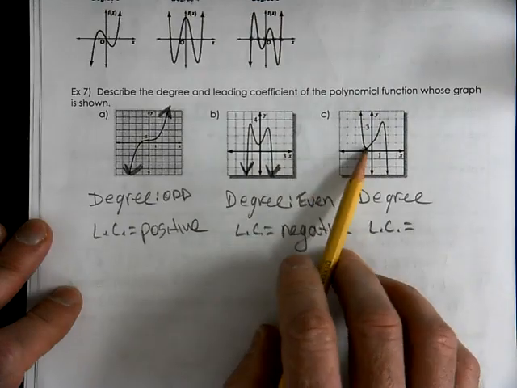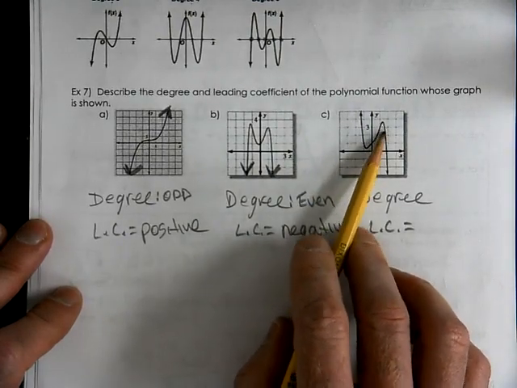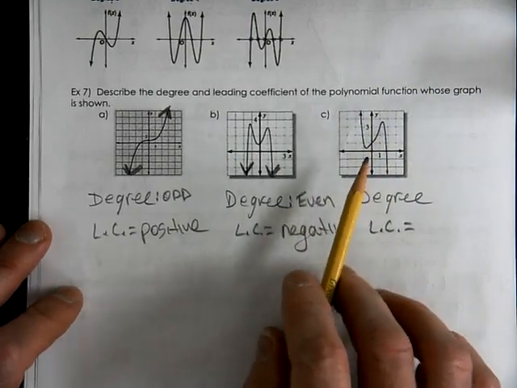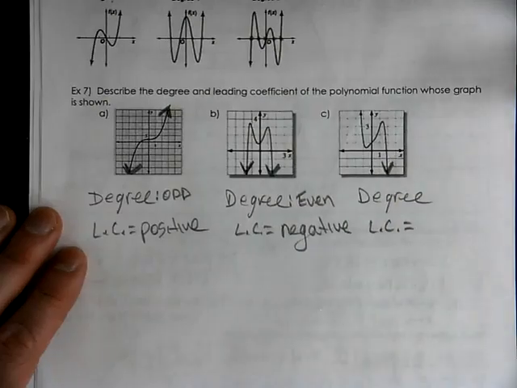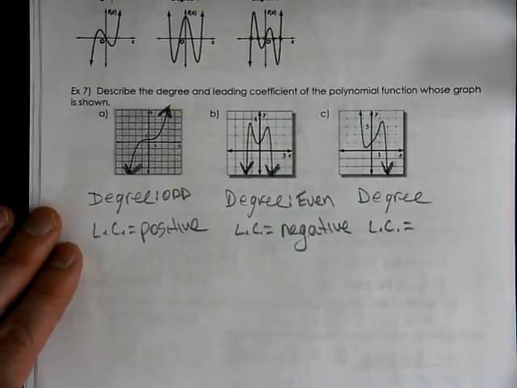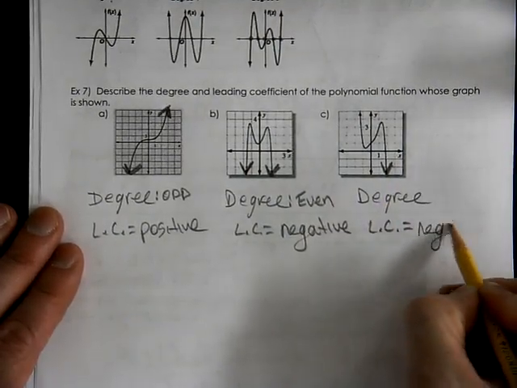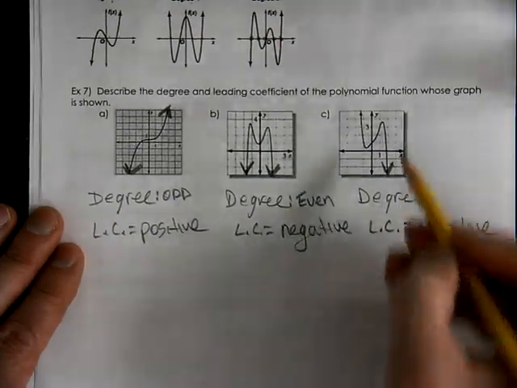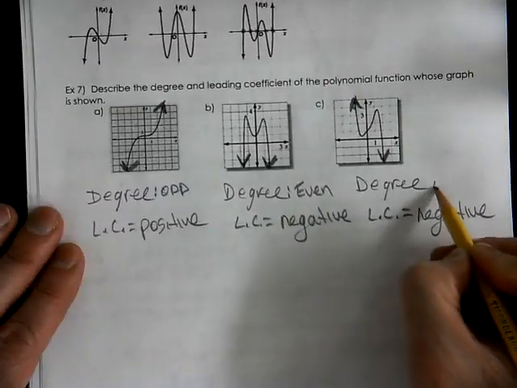This one looks like a 3rd degree, but I doubt it is because it's not very consistently smooth through here. So I bet this is more like a 5th degree, but that doesn't matter. We're not looking at that. We're looking at, is it even or odd? Is it positive or negative? Because it falls to the right, it's negative. Because it goes in opposite directions, you know that it's odd.